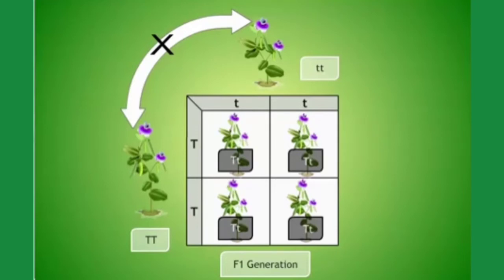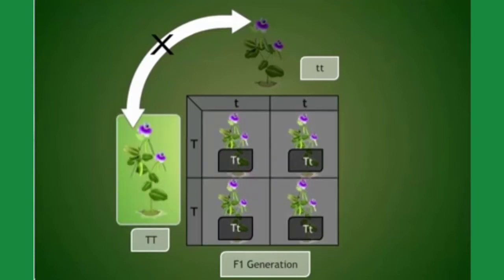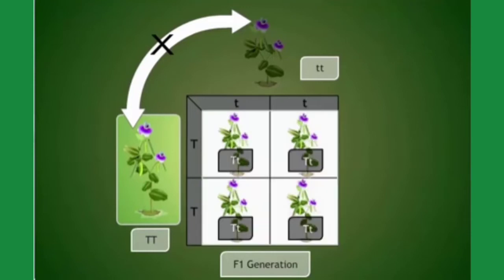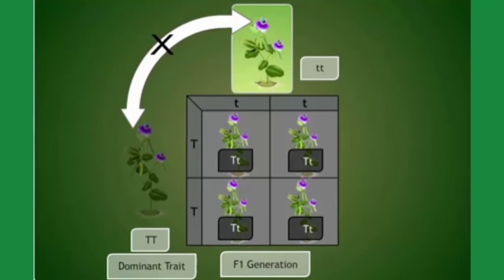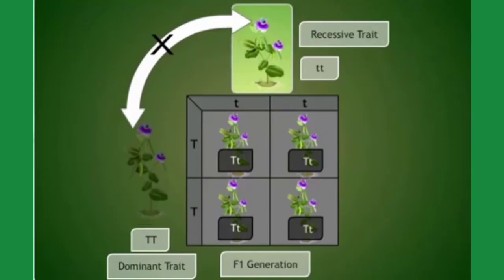In the first generation or F1 progeny, all the plants were tall. This means that only one of the parental traits was visible. The trait which is visible in the F1 generation is called the dominant trait, and the one which remains suppressed is known as the recessive trait. Here, tallness is the dominant trait and dwarf is the recessive trait.